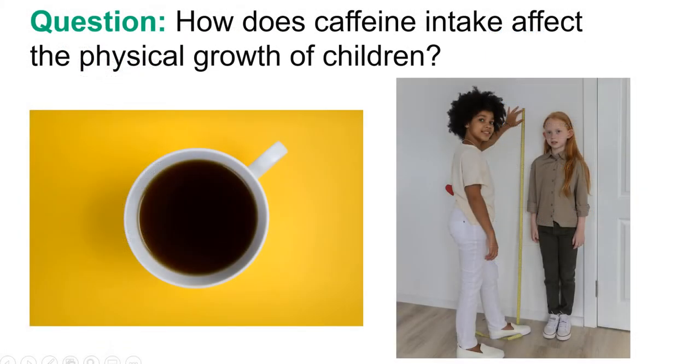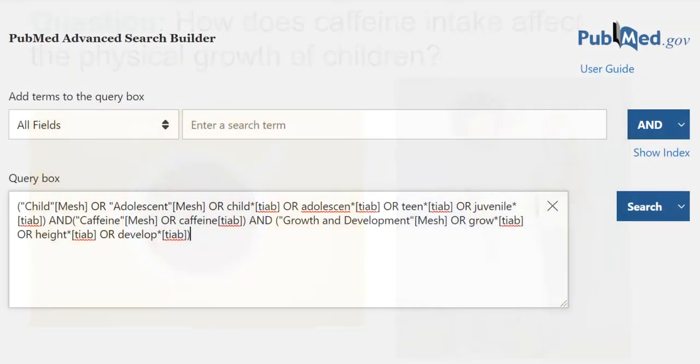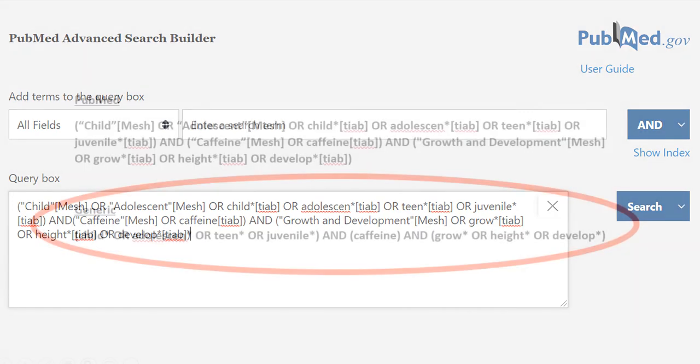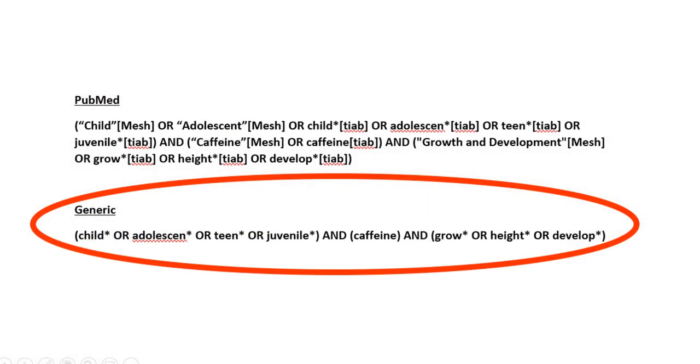Let's say that our research question is, how does caffeine intake affect the physical growth of children? We may build the following search string, complete with MeSH terms in PubMed. How do we prepare it for other databases? The first step is to create a generic search string. In other words, strip the controlled vocabulary and other database-specific features from the search to create a string of just keywords and phrases. Our generic search string would look like this.